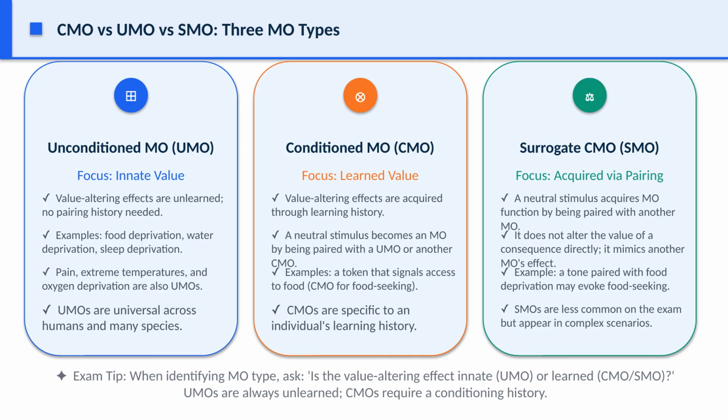Surrogate CMOs, or SMOs, are less frequent but appear in complex scenarios. An SMO is a neutral stimulus that mimics another MO's effect simply by being paired with it, like a tone paired with food deprivation that then evokes food seeking. For the BCBA exam, be ready to identify each type in applied examples, especially the difference between a CMO that alters a consequence's value and an SMO that merely mimics an existing MO's function.